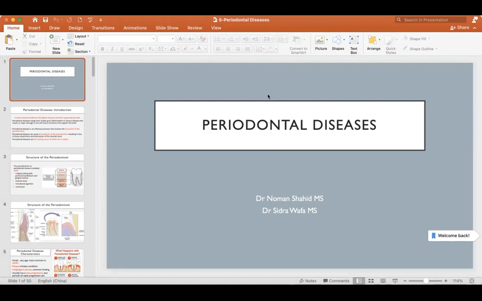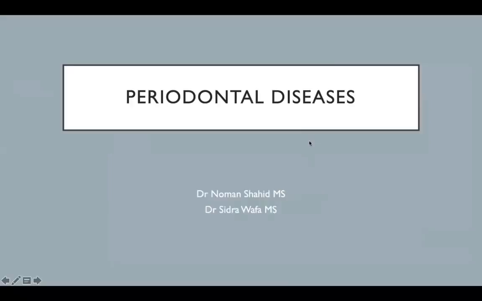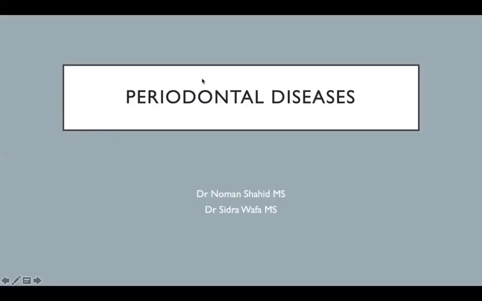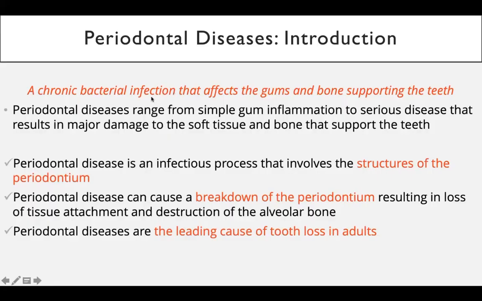Anyways, let's begin by revising some of the previous slides. Periodontal disease, as we already know, is a chronic bacterial infection that affects the gum and the bones supporting the teeth. We already know this. It involves the breakdown of the structure of the periodontium, leading to tooth loss in adults.